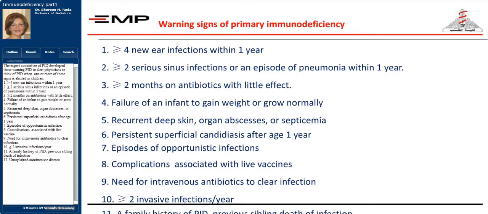This is very important. It indicates that the infection was severe, indicating admission to hospital. The 10th warning sign is 2 or more invasive infections per year. You get encephalitis, meningitis, or you get hepatitis. So you have these invasive infections. And then if you have a family history of primary immune deficiency, 1 or more of the family members have immune deficiency, or previous sibling death of infection. The last is the unexplained autoimmune diseases, like you get autoimmune hemolytic anemia or autoimmune thrombocytopenia early in life.